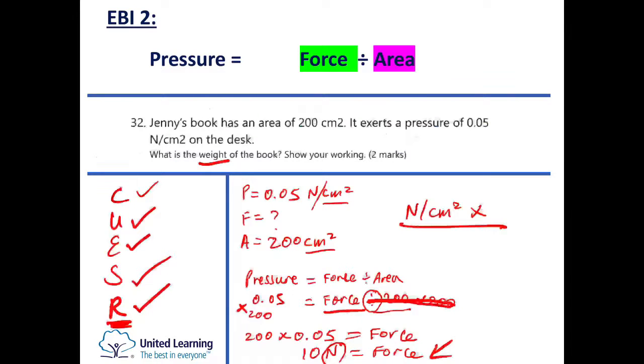So to recap, follow this system, Q's. Collect the data by looking at the question, check if you need to convert your units. In this case, you don't need to. Then you write down the equation, which is pressure equals force divided by area. Then you substitute the values using the data that you have collected over here. So this is the data you've collected. And then you rearrange the equation.